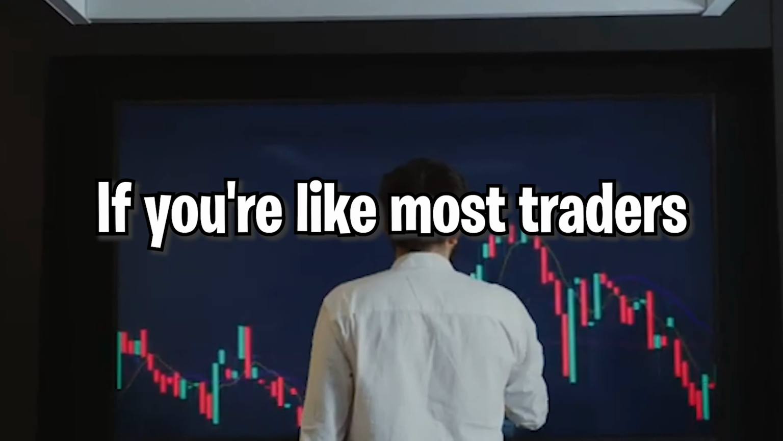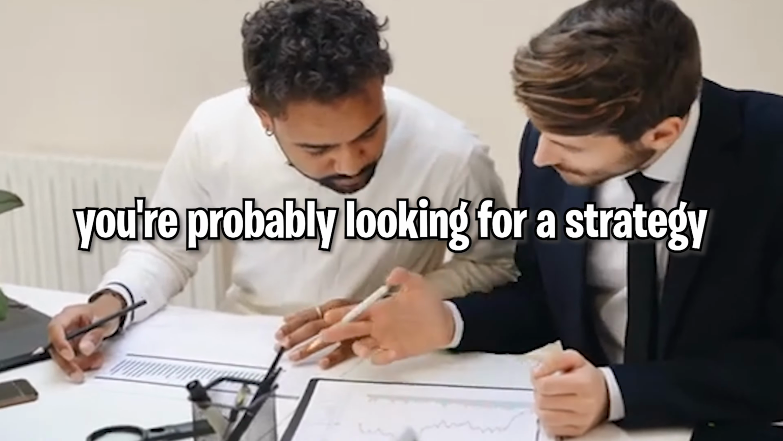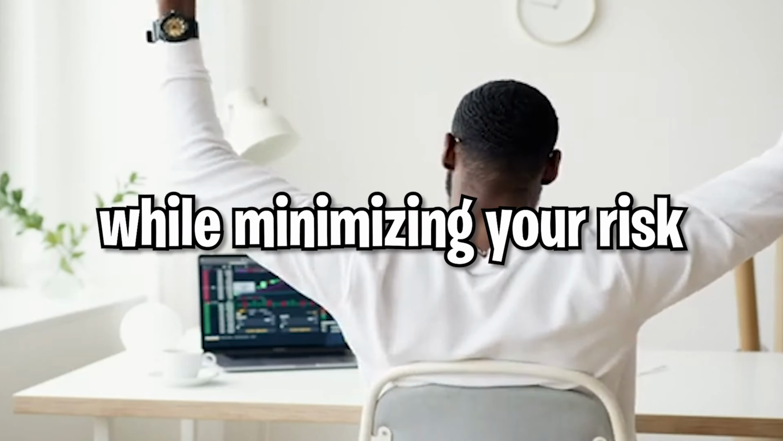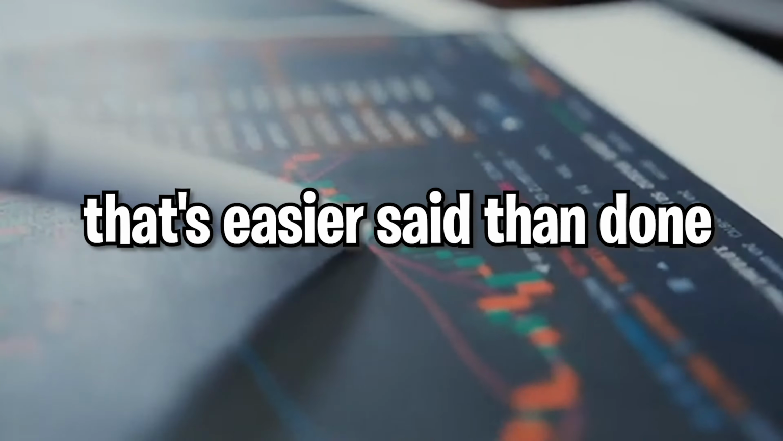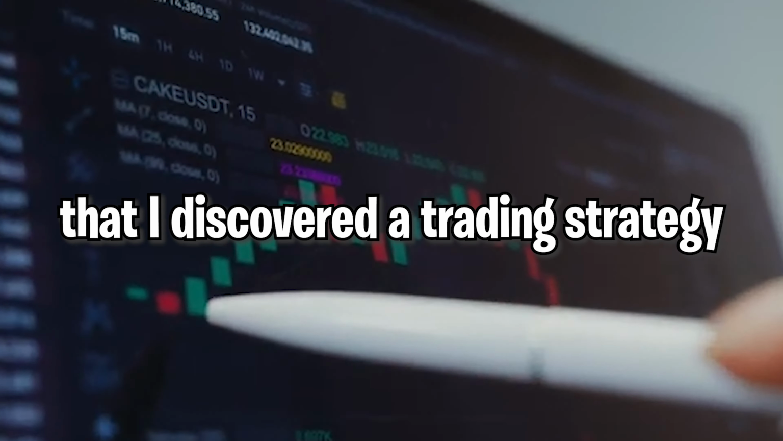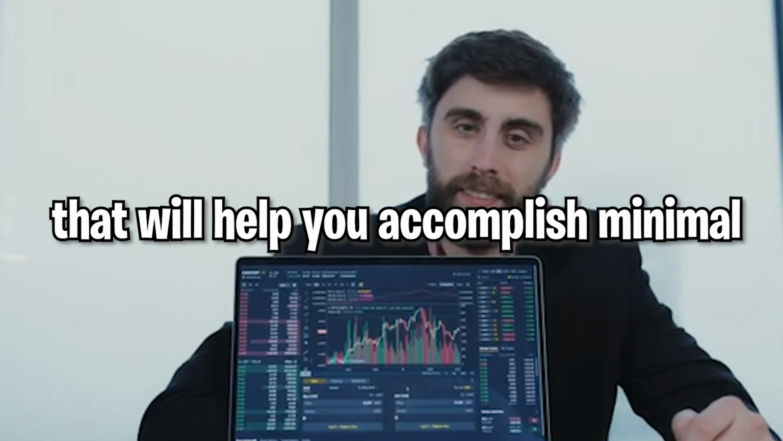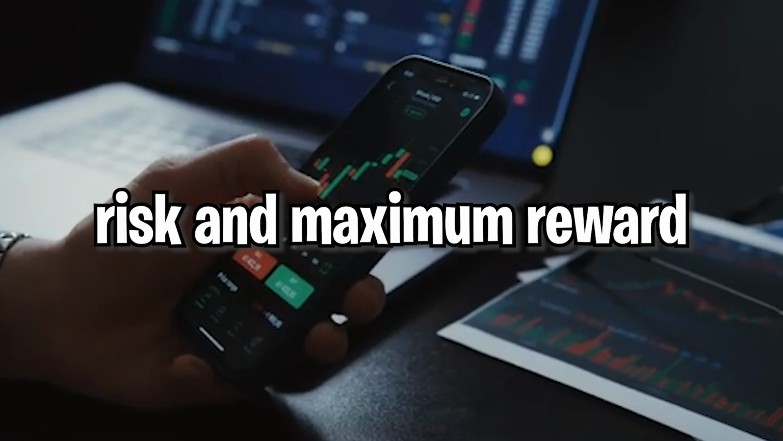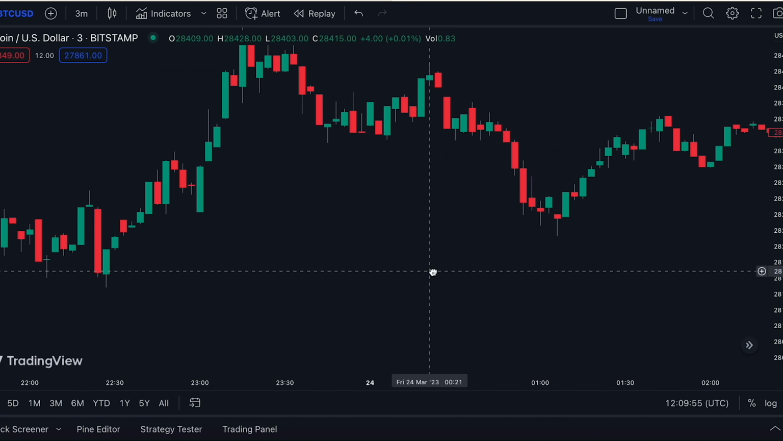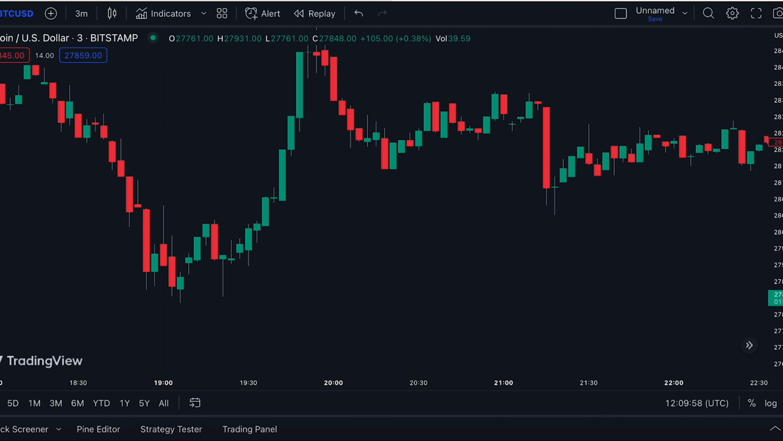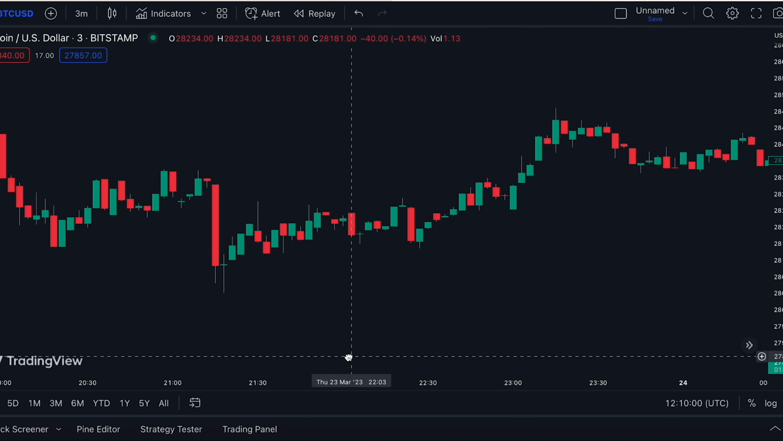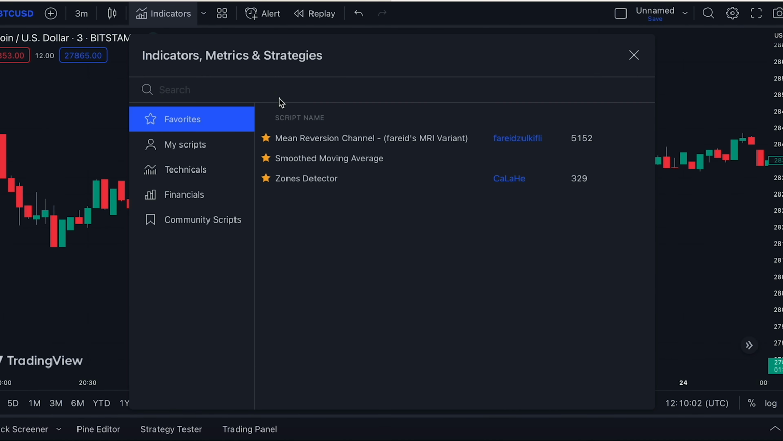If you're like most traders, you're probably looking for a strategy that will help you maximize your profits while minimizing your risk. Let's face it, that's easier said than done. But what if I told you that I discovered a trading strategy that will help you accomplish minimal risk and maximum reward? This strategy works extremely well on the cryptocurrency market, with the best time frames being 1, 3, 5, and 15 minutes. The setup includes 3 TradingView indicators, which we'll go over one by one.